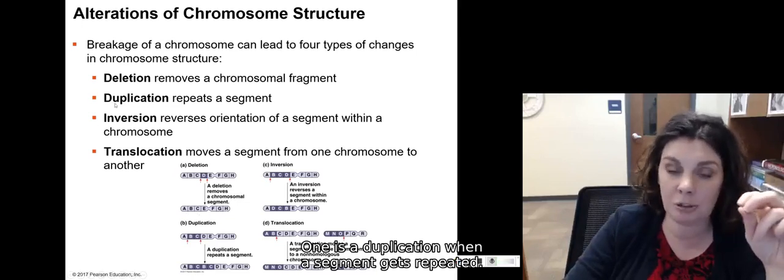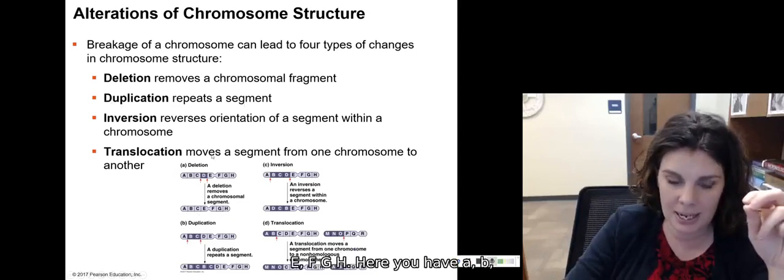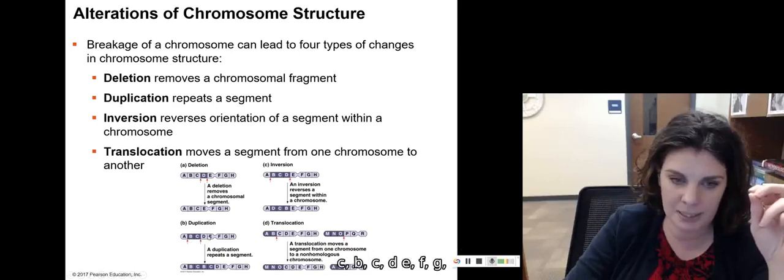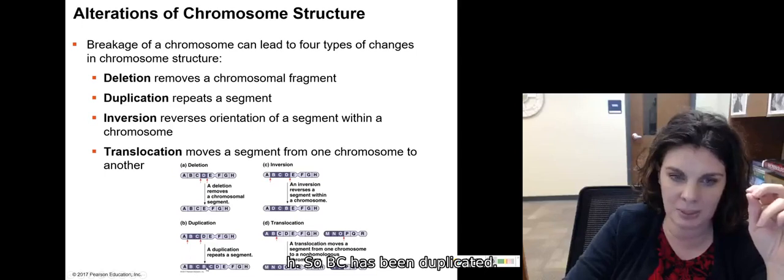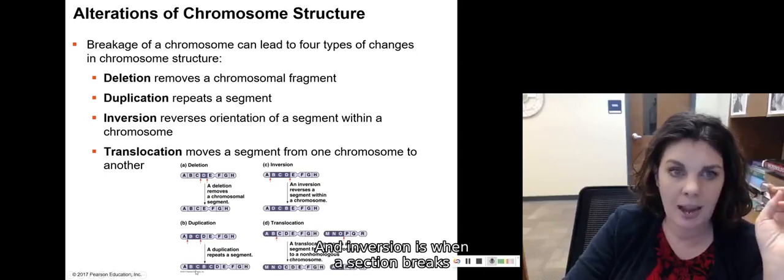Another is a duplication, when a segment gets repeated. So here you have A, B, C, D, E, F, G, H. Here you have A, B, C, B, C, D, E, F, G, H. So B, C has been duplicated.